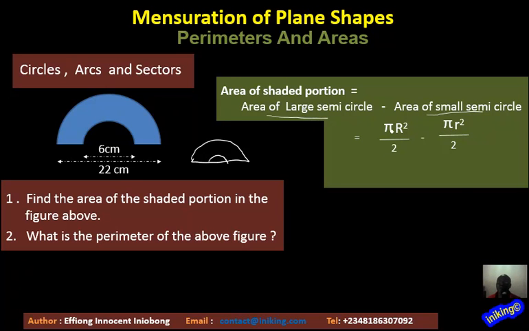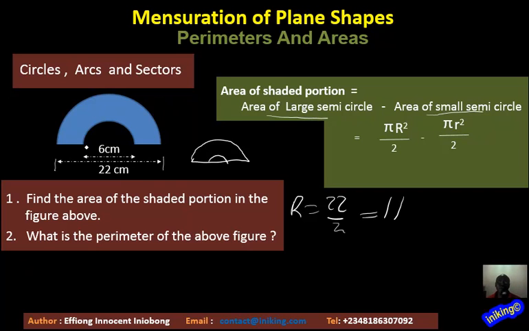And the large semicircle is pi r square. The small one is also pi r square. Both of them divided by 2. But the radius for the large one is given as capital R. The entire diameter is 22 from there to this point. Therefore, our capital R will be half of that, which means our capital R is 22 over 2. That gives us 11. That's the radius of the large semicircle.